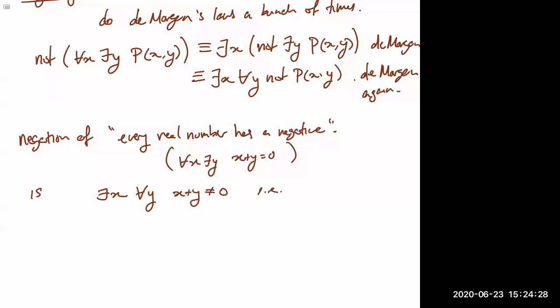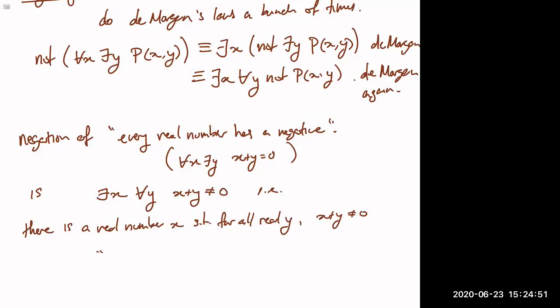And then let's rewrite this in words. There's a real number x such that for all real numbers y, x plus y is different from 0, or maybe in even different words, some real number has no negative. So there are some nice examples of that.